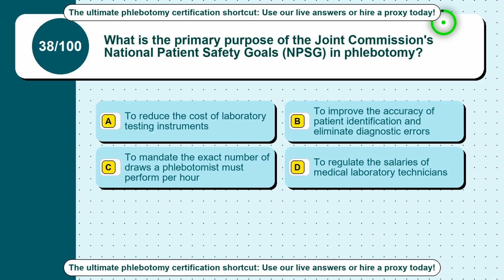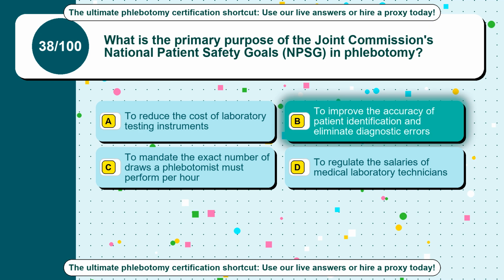Question 38. What is the primary purpose of the Joint Commission's National Patient Safety Goals, NPSG, in phlebotomy? Option A, to reduce the cost of laboratory testing instruments. Option B, to improve the accuracy of patient identification and eliminate diagnostic errors. Option C, to mandate the exact number of draws a phlebotomist must perform per hour. Option D, to regulate the salaries of medical laboratory technicians. The correct answer is option B, to improve the accuracy of patient identification and eliminate diagnostic errors.